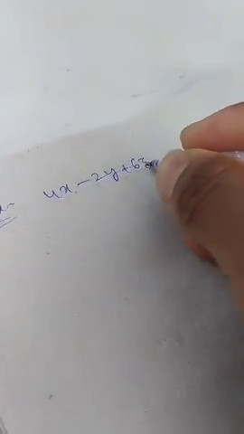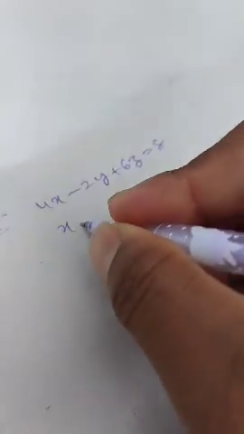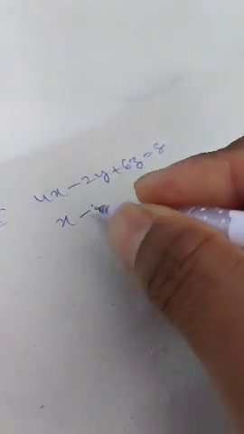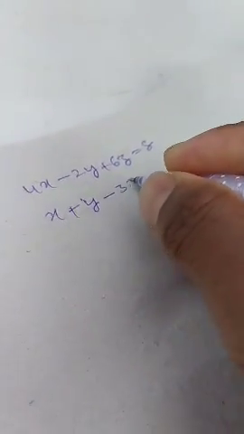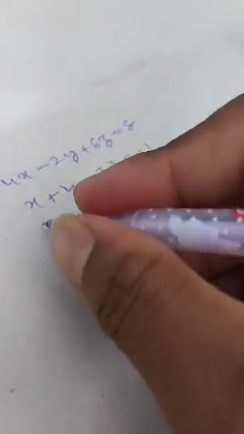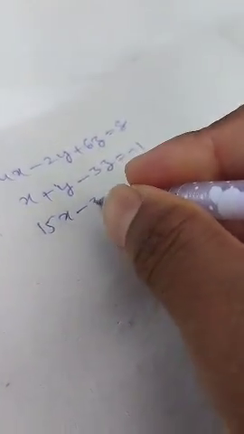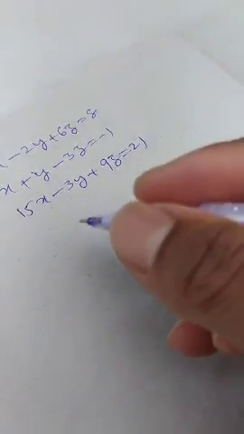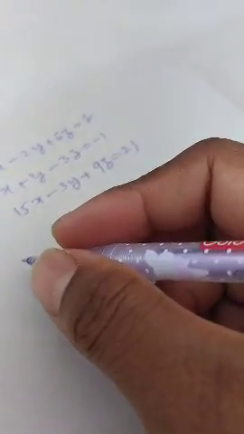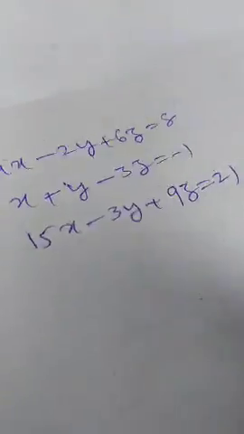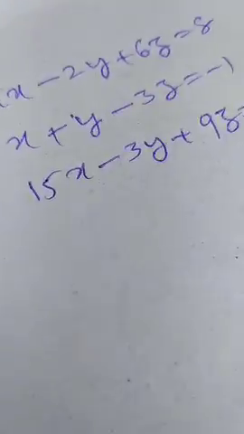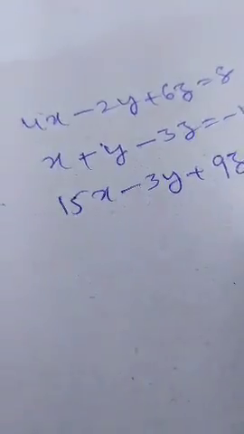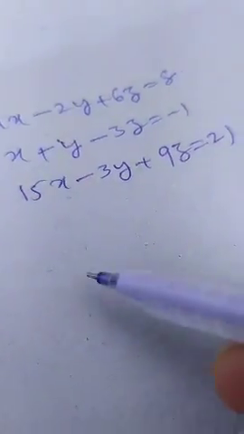Second example: 4x minus 2y plus 6z is equal to 8. x plus y minus 3z is equal to minus 1. 15x minus 3y plus 9z is equal to 21. Okay. Now we have to check the consistency of this system of equations. If it is consistent, we have to find the solution.